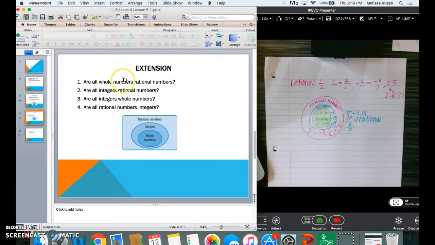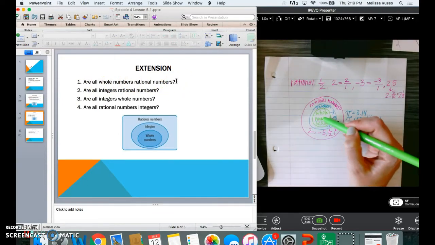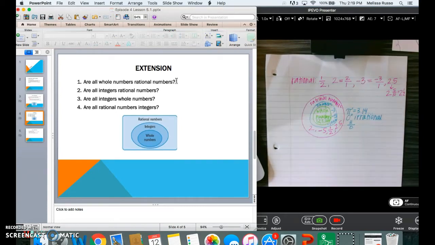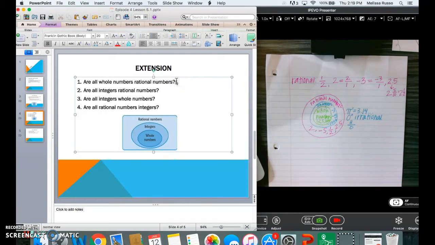So let's use this circle to answer some of these questions. So the first question says, are all whole numbers rational numbers? So if I think about this small circle here, are whole numbers rational numbers? Well, yes, all of these numbers can be written as a fraction. So the first answer is yes.